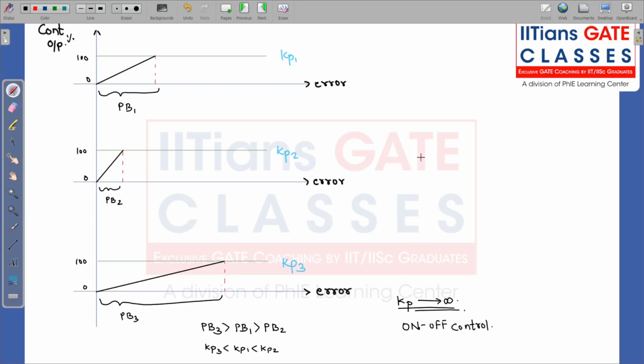That is why you might have seen that a P controller at steady state has a permanent steady state error. This we always have for your P control. Any doubt up to this point, please let me know. Any doubt?